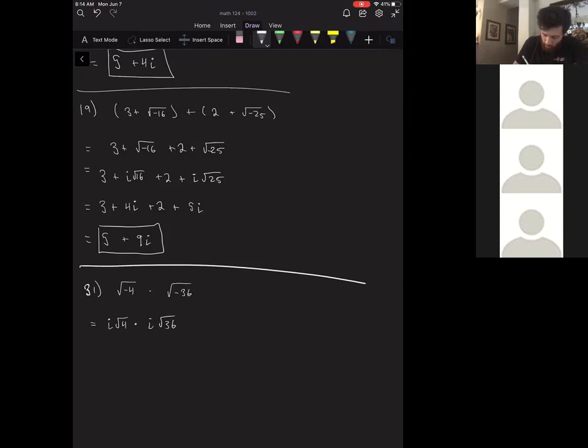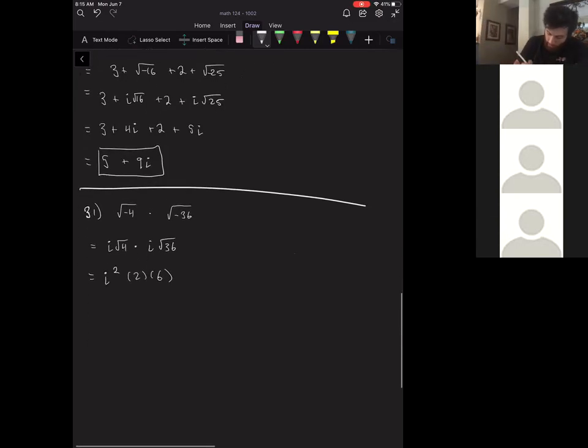Well, then we see we have two i's, so i times i is i squared. Then we have square root of 4, which is 2, square root of 36, which is 6. We know i squared is minus 1, so remember i squared is equal to minus 1. So this i squared turns into a minus 1. Then we have 2 times 6, which is 12. So minus 1 times 12 is just minus 12.